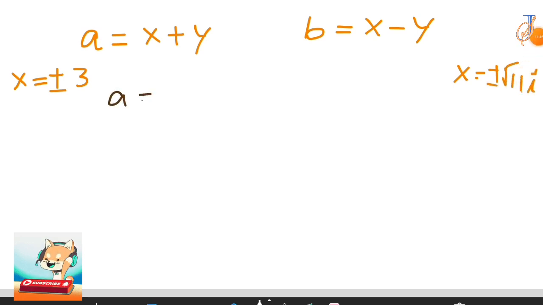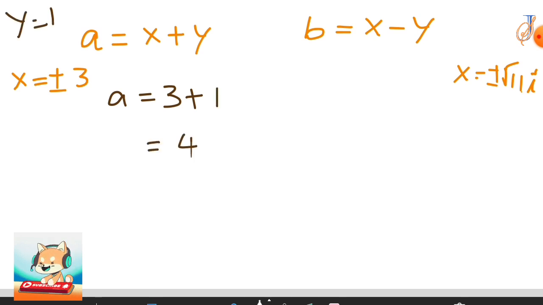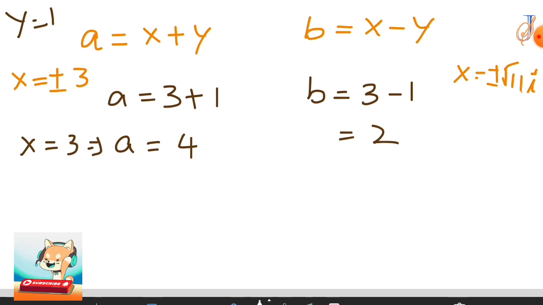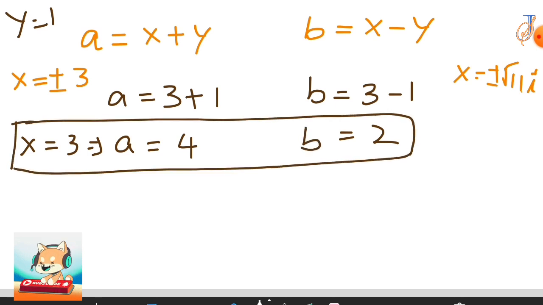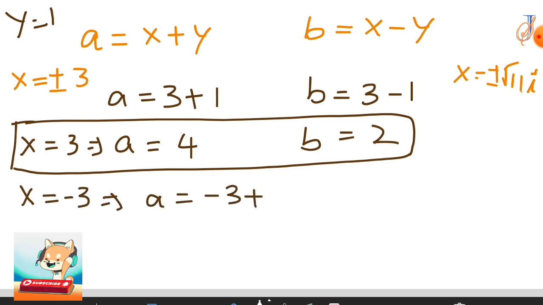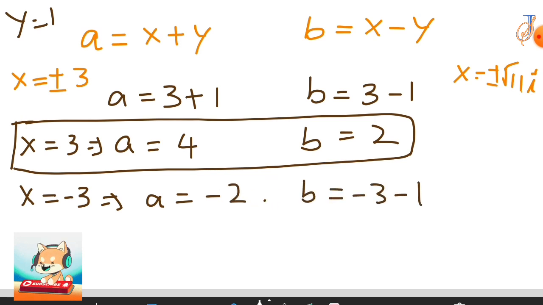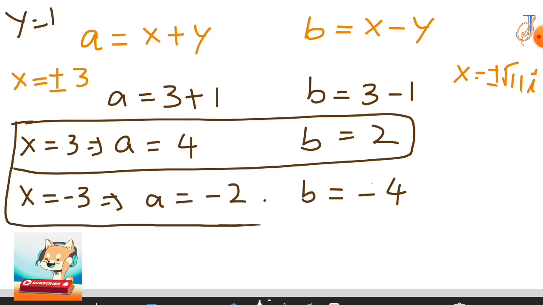First take x equal to +3. We know that the y value is 1. Then a equals 4, and b equals 2. So for x equal to positive 3, the a value is 4 and the b value is 2. This is one solution. If you take x equal to −3, then the a value is −3 + 1, which gives −2, and the b value is −3 − 1, which gives −4. So when x equals −3, we got a = −2, b = −4.